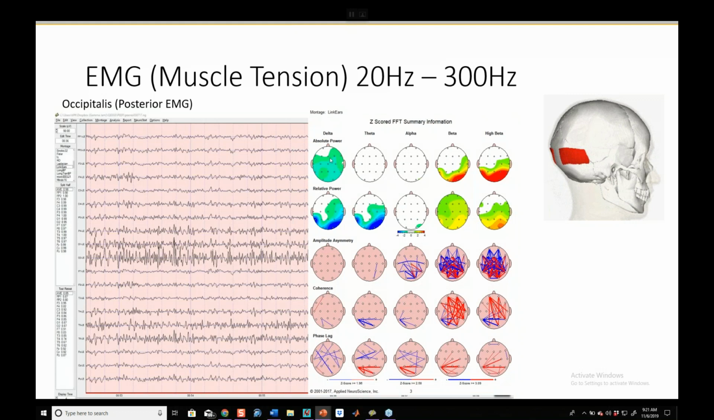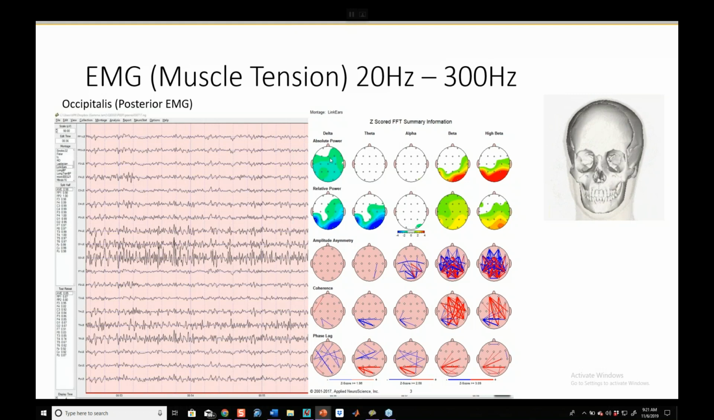It's going to look like this in a map, and I'm referencing a NeuroGuide map, but any map is going to say to you, in this case, something like, oh my gosh, this individual has 4 standard deviations, or 4 z-scores, more beta and high beta occipitally than we would expect. Now, what we actually have is some muscle tension happening in the back of the head.